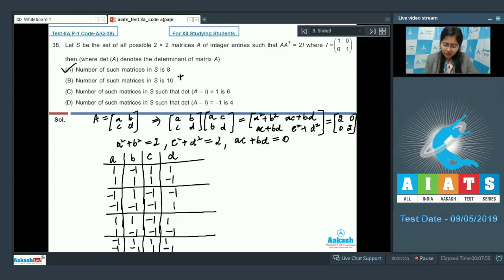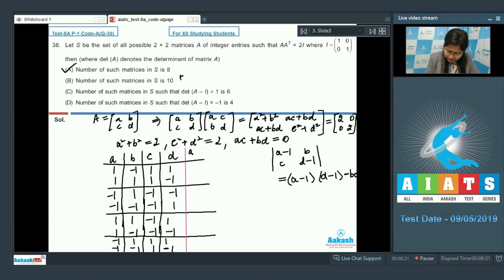Next we have to find the number of such matrices in S such that the determinant of A minus I is equal to minus 1 or not equal to 1. So let's first find the determinant of A minus I. That is the determinant of A minus 1, B, C, D minus 1. So its determinant will be equal to (A minus 1) multiplied with (D minus 1) minus BC. So let's find its value also here, that is (A minus 1) into (D minus 1) minus BC.